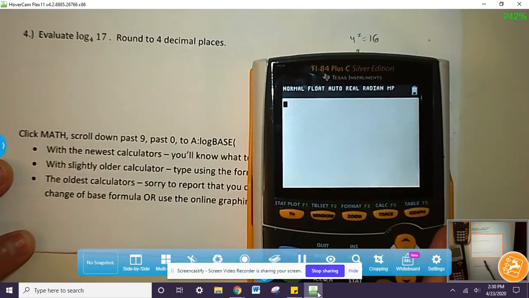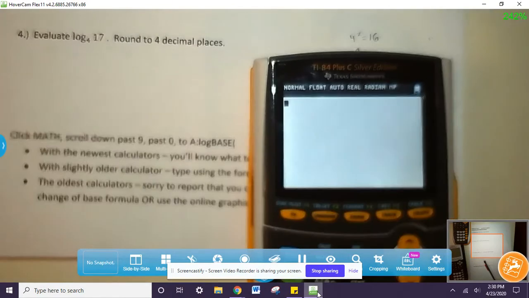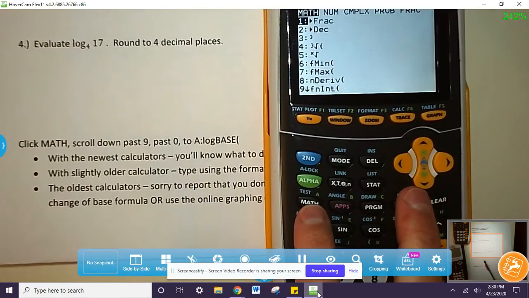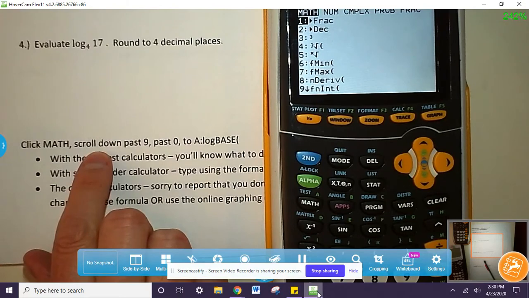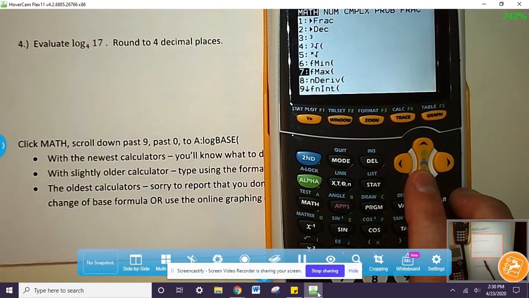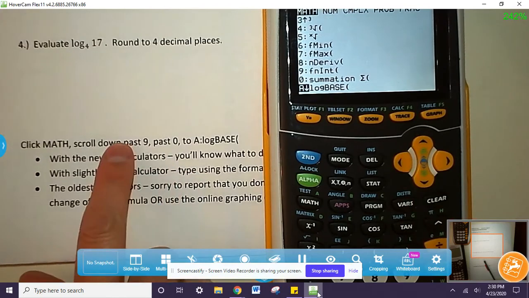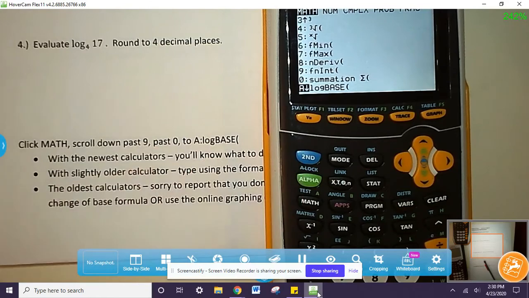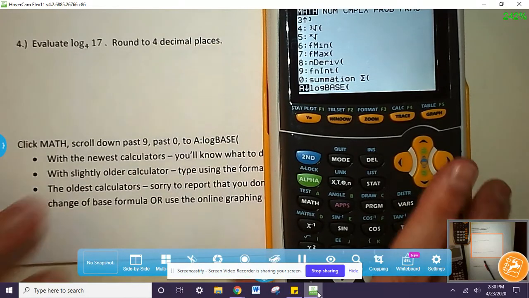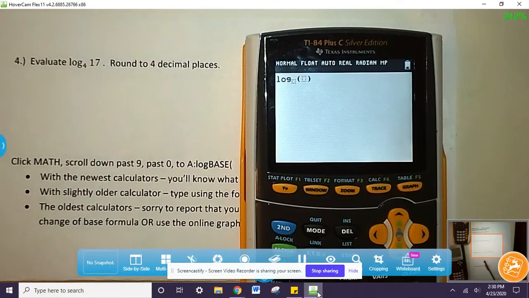So if you have a newer graphing calculator or you're using the online calculator, if you click Math, that's this button right here. And then, as it says, scroll down past 9, 8, 9, there we go. If you scroll down past 9, past 0 to A, log base, and some of your calculators won't have this, so don't panic if you don't see it. We'll get to your calculators in a minute. But we have that log base there. So if we hit enter, we can plug in exactly what we want.